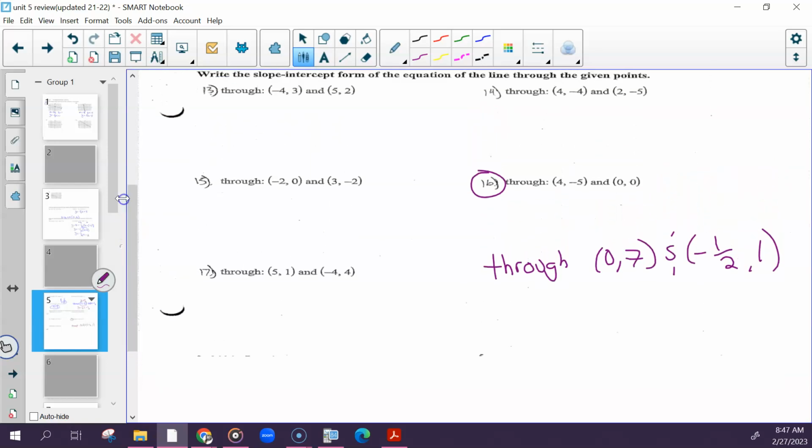So for these types of questions where you're given 2 points, what do we have to do first? Find the slope. So let's do that for 16. Label them if you need to. We have 0 minus negative 5 over 0 minus 4. What's our slope? Negative 10... Would that be negative? Well, it's going to be negative because the denominator is negative, so it's going to make the whole thing negative.